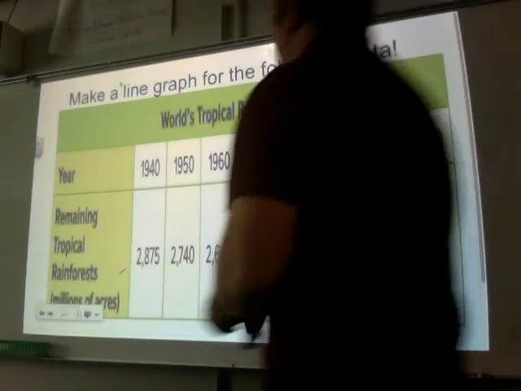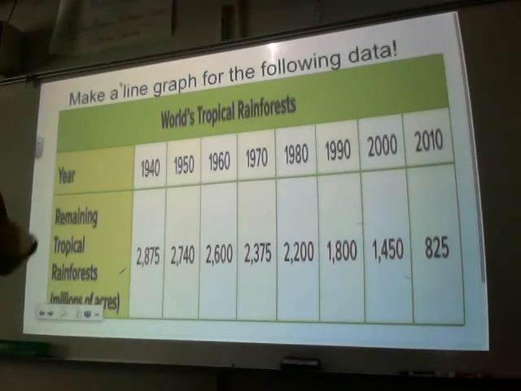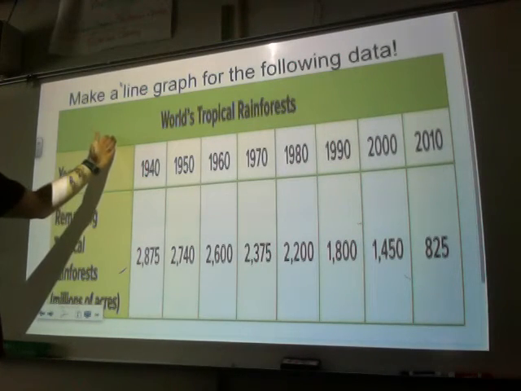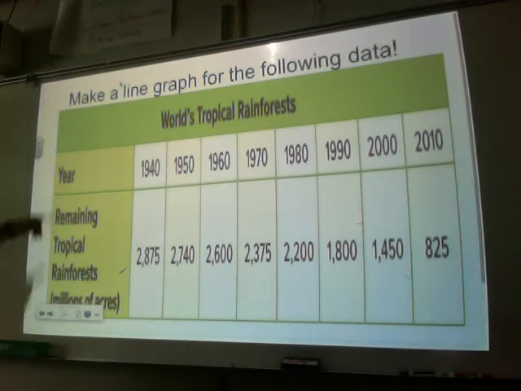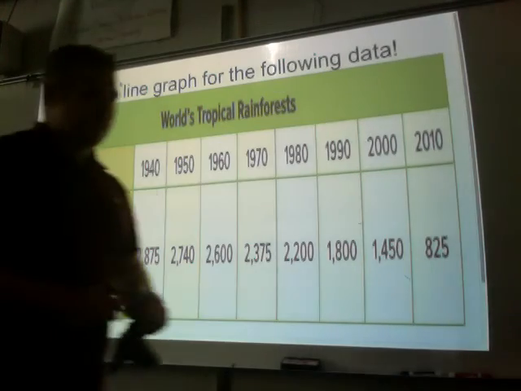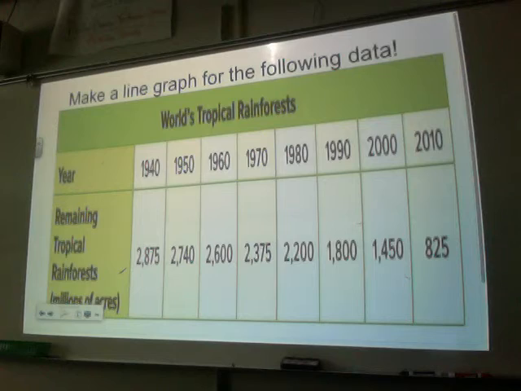All right, so you have a little bit of homework for me tonight. You don't have to do much interpreting, but you do have to make a line graph for the following data. World's tropical rainforests. All right, the year and the remaining tropical rainforest in millions of acres. All right, so this is kind of in the way. Let me move that down out of the way so you can see those words.